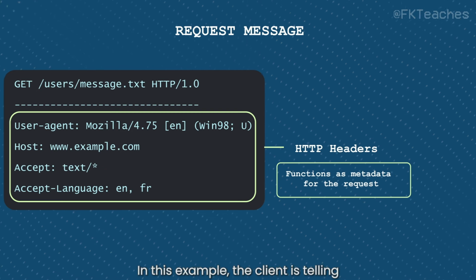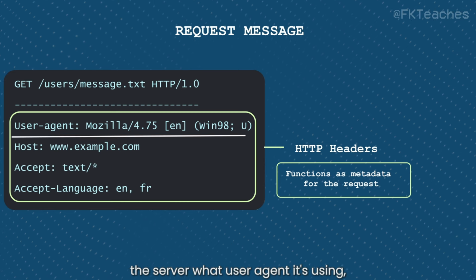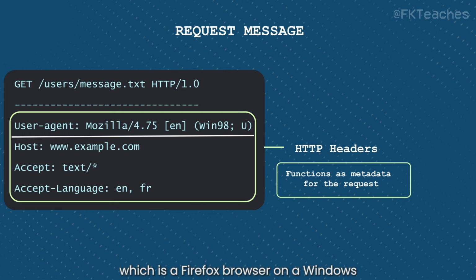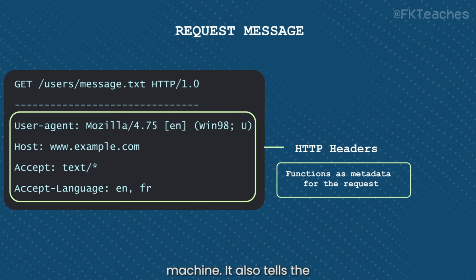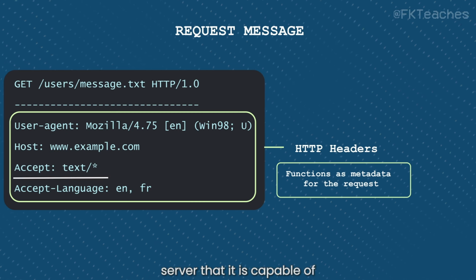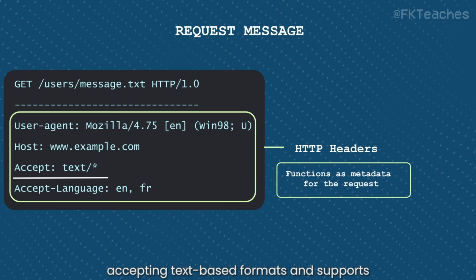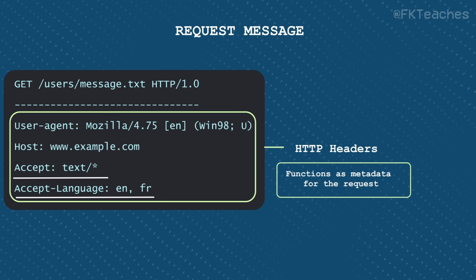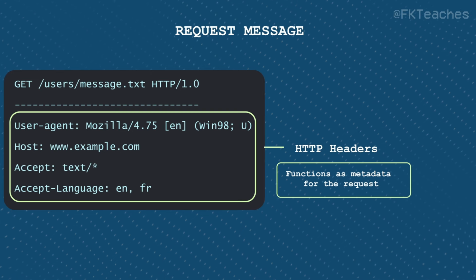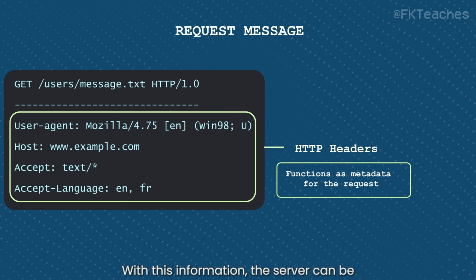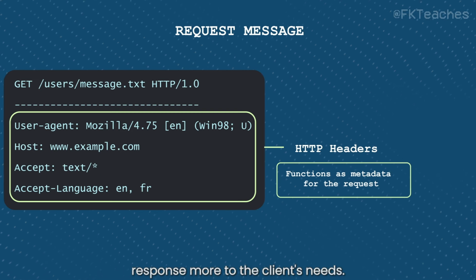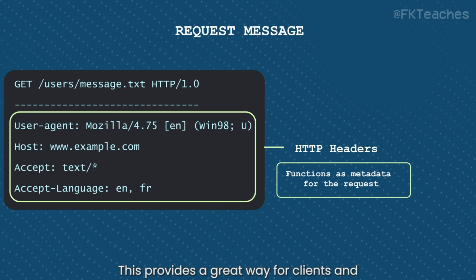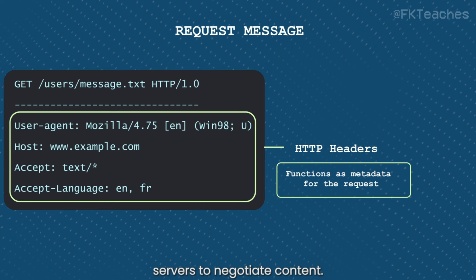In this example, the client is telling the server what user agent it's using, which is a Firefox browser on a Windows machine. It also tells the server that it is capable of accepting text-based formats and supports responses in English and French. With this information, the server can be equipped to fashion the response more to the client's needs. This provides a great way for clients and servers to negotiate content.